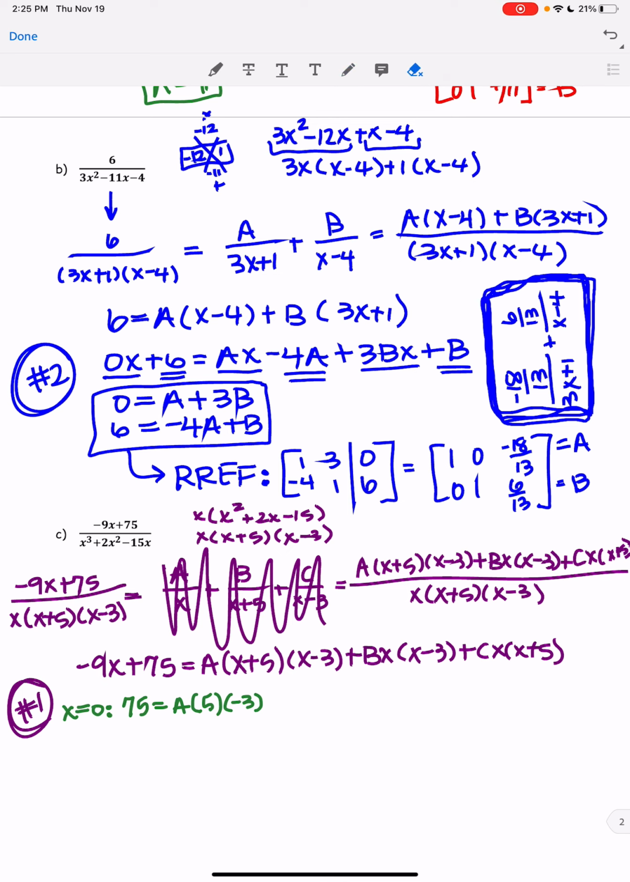So now solve for A. We have 75 equals 5 times negative 3, which gives me negative 15A. Divide by negative 15, and A equals negative 5.